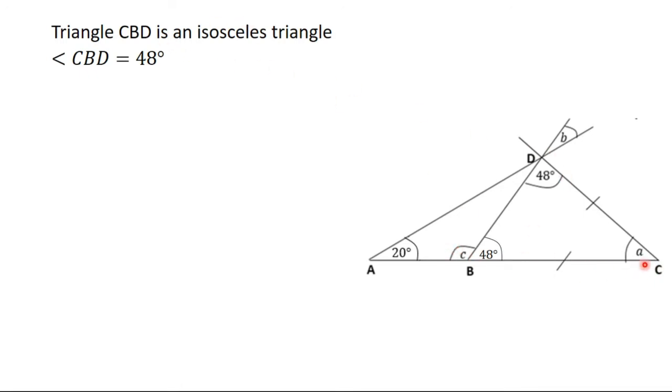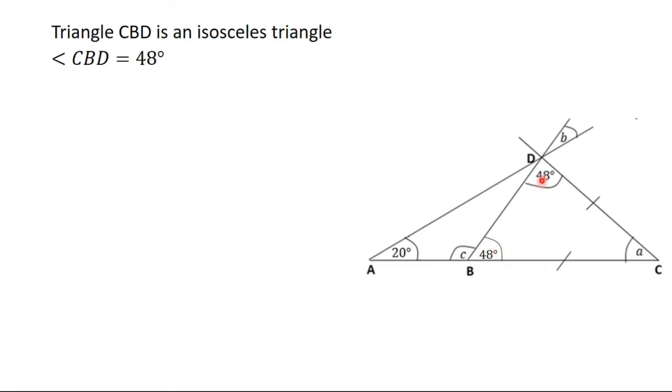So angle CBD, which is this angle here, is 48 degrees. I hope that is clear, because triangle CBD is an isosceles triangle. It means that this side and this side are equal. So if here is 48 degrees, then here will also be 48 degrees.